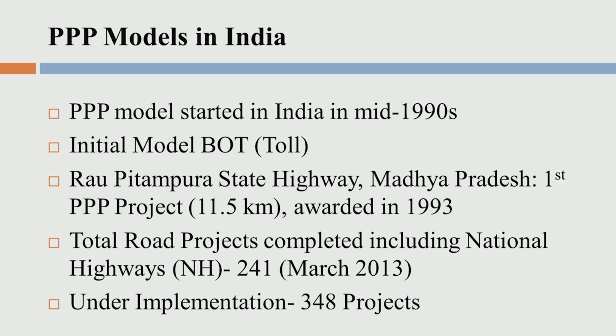The public-private partnership model started in India in the mid 1990s. The initial model adopted for the public-private partnership in India was the build, operate, transfer model. Rao Pitampura State Highway, Madhya Pradesh was the first PPP project of 11.5 kilometers, which was awarded in 1993. Total road projects completed, including national highway, through this public-private partnership is 241 by March 2013, and under implementation is 348 projects.